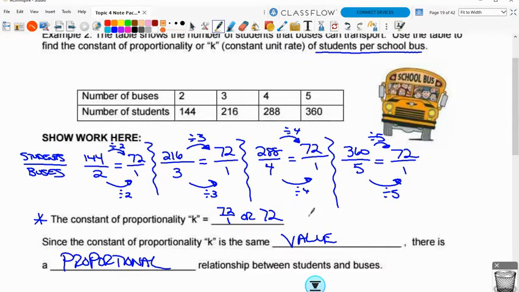And let's write down the unit rate right next to K. For the unit rate, 72 over 1. In this case, 72 was the number of students on one bus. So the unit rate is 72 students per bus. Again, remember K, the constant of proportionality, does not have the labels. The unit rate is where you will include the labels, students per bus.